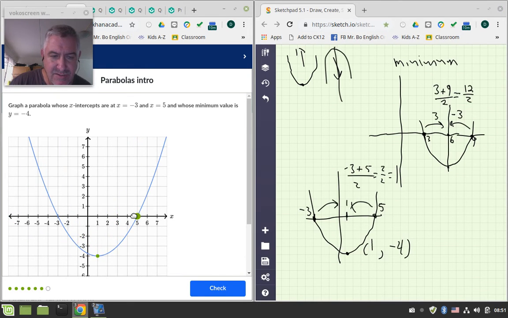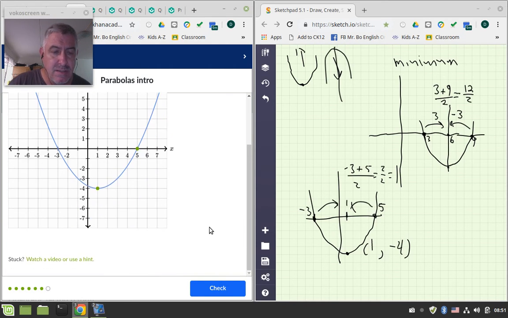I know my x-intercept is at 5, and the other one is at -3. Yeah, it works out. We didn't move that point, but it made itself, and that's a double check for us. We can check.